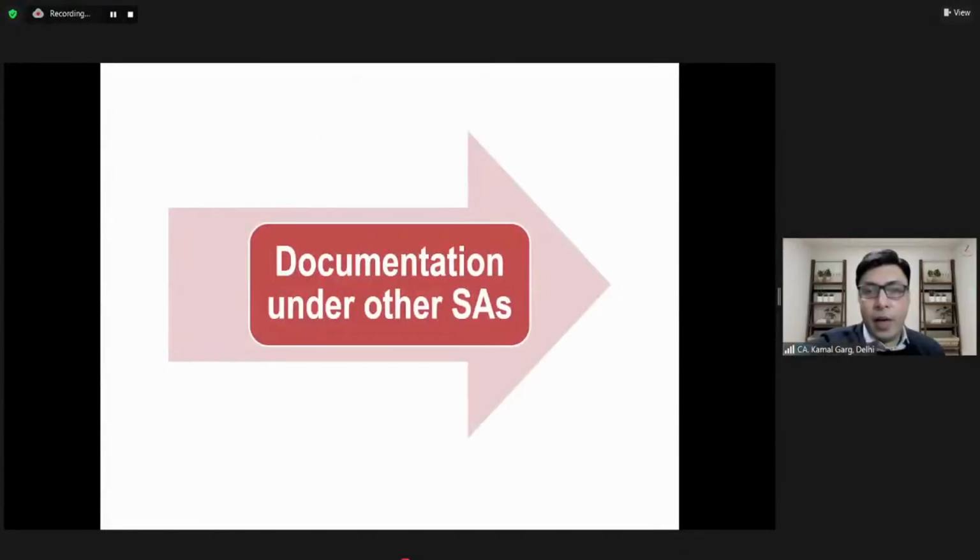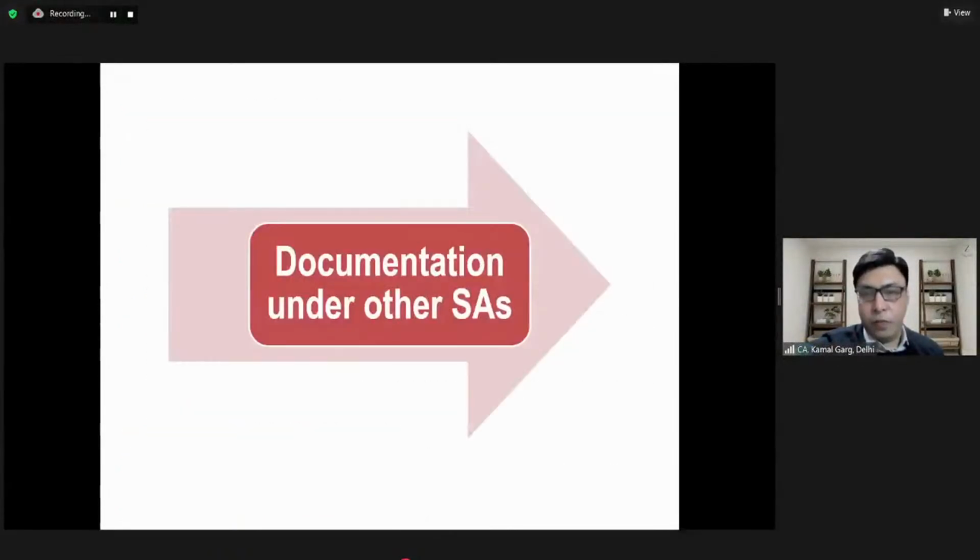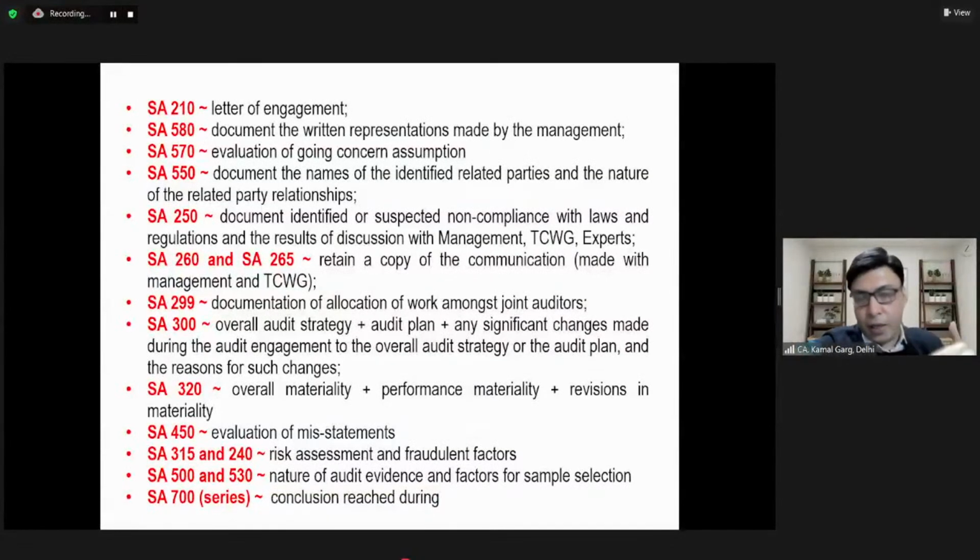So this I have covered already in my oral discourse, just to have a repetition for the sake of recapitulation, how documentation is connected with other SAs. So we have covered this thing in our case studies, just for the time being. SA 210, letter of engagement. So when you are appointed as an auditor, you have to sign a contract with the management. That contract is known as letter of engagement. That is the terms and conditions under which you will be doing the audit. Documentation number one.